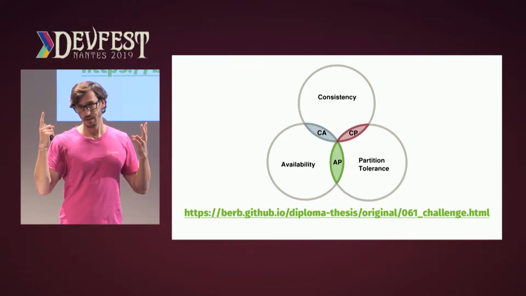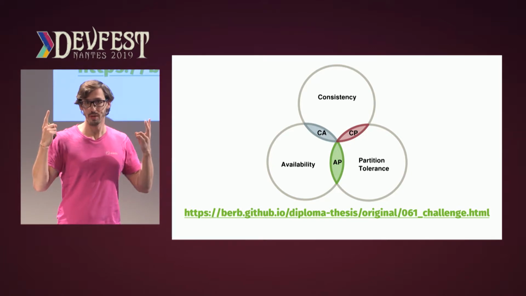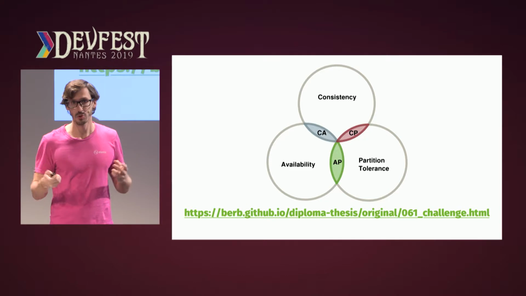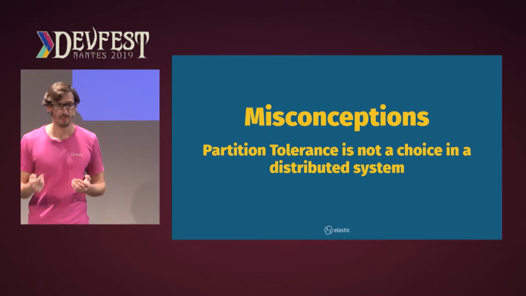Or is this system consistent? Then it's not answering because it's not sure what the other 2 nodes have in data, but then it's not available because it's just not answering the question. So that is the general idea of the CAP theorem.